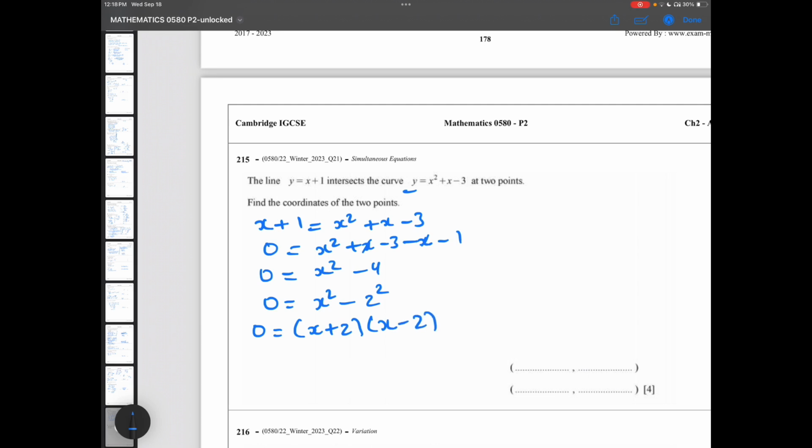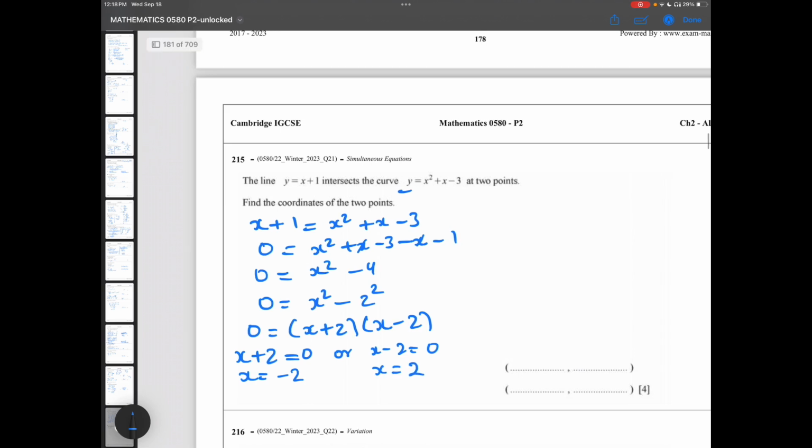So their product will be 0 when either x plus 2 is equal to 0 or x minus 2 is equal to 0. So I get the first value of x, that is minus 2, when I move plus 2 to the right side of the equation. And then for this part, if I move minus 2 to the right side of the equation, I get the value of x, that is plus 2.